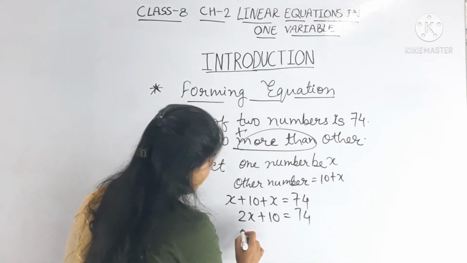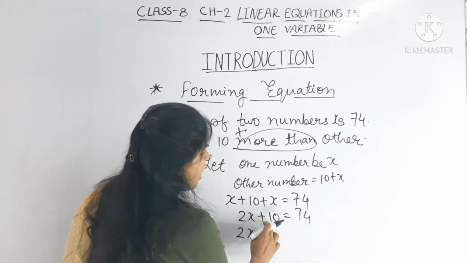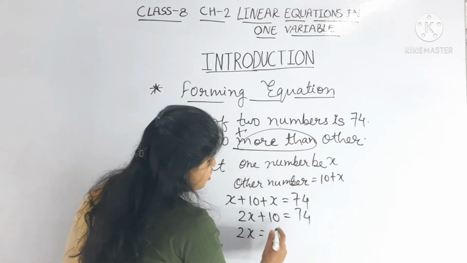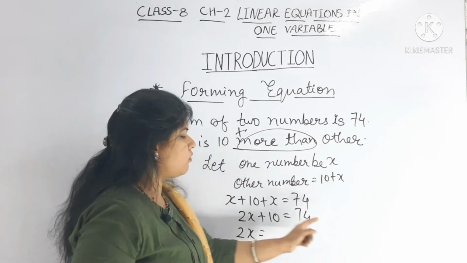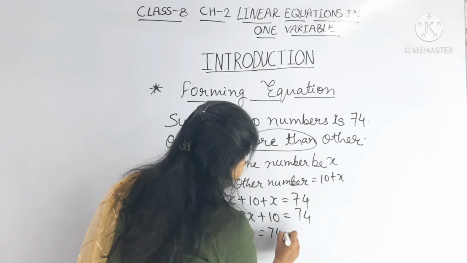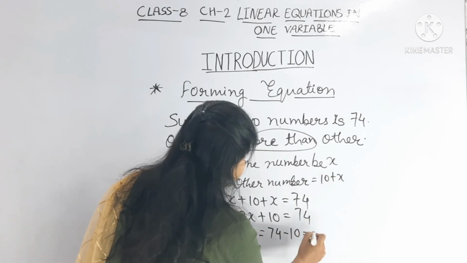Right? So I am getting here 2x. You have to transpose this 10 to the right hand side. Here it is plus sign, so what will you get? It will be minus sign. That is 74 minus 10, that is 64.